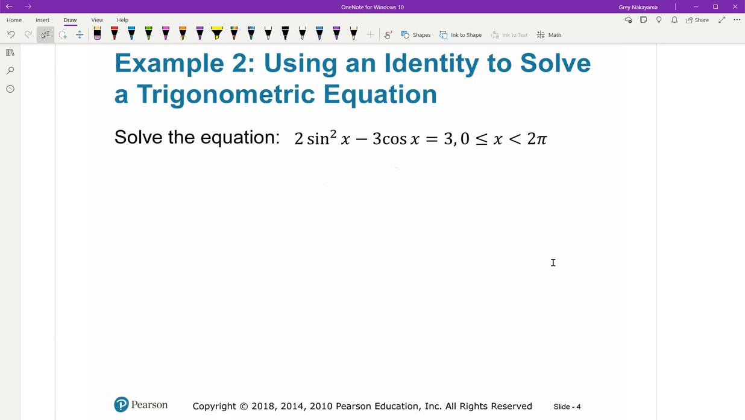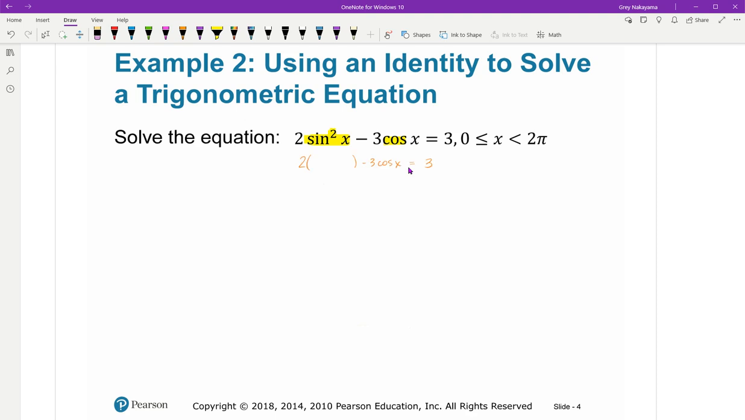So we have another one here: 2 sine squared x minus 3 cosine x equals 3. Again, I do not have the same trig function. One is sine and one is cosine. I do have the same angle. They're both x, so that's good. So I'm not using a double angle or half angle or anything like that. But you need to keep in mind that there's a squared here, which means I can look at my Pythagorean identities and make a substitution for my 2 sine squared.